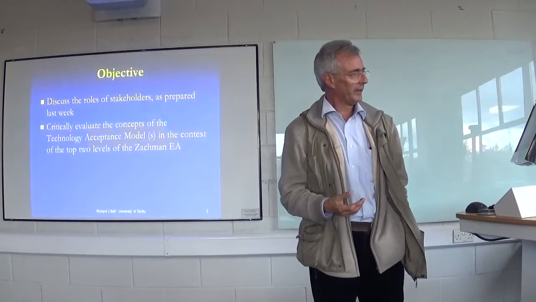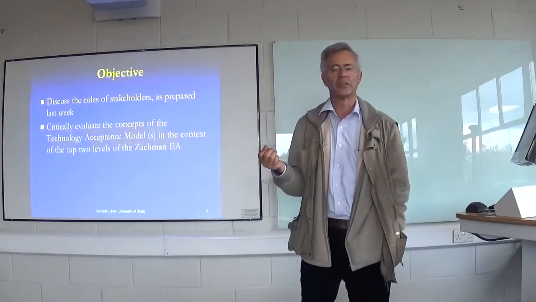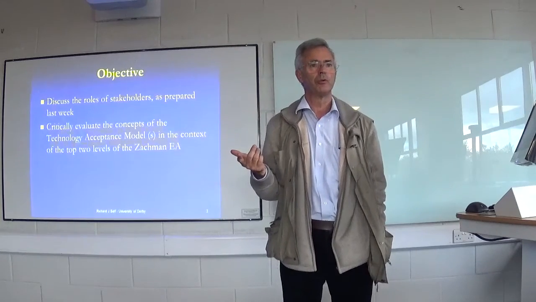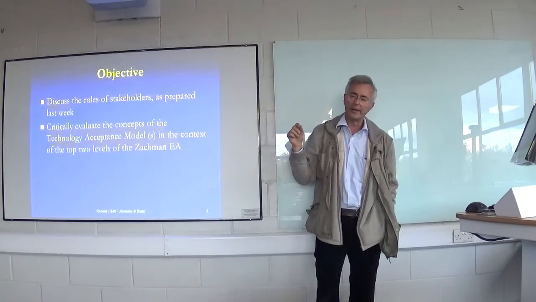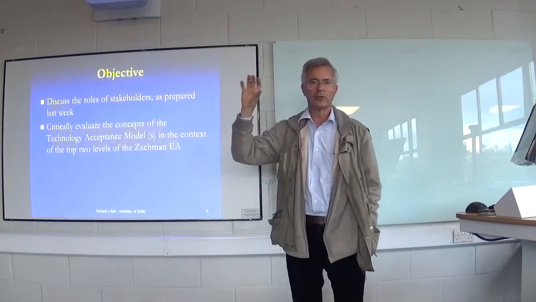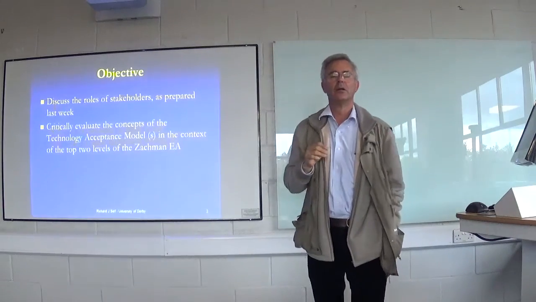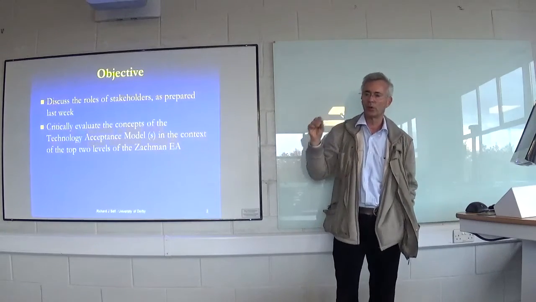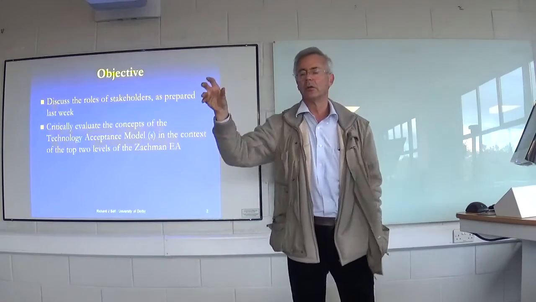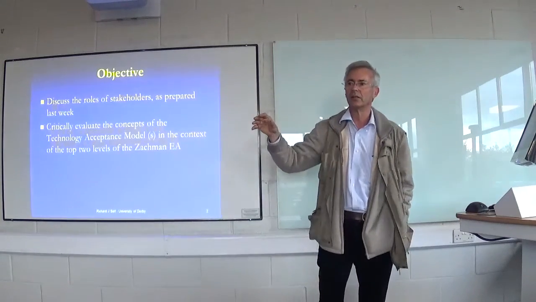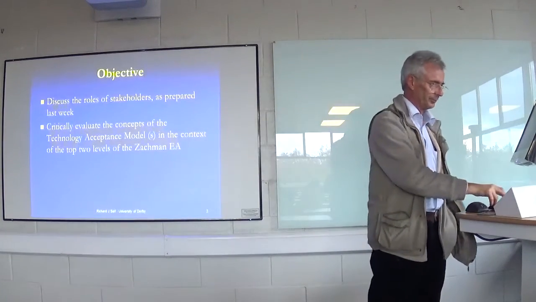What I want to cover today, particularly, if we go back to the Zachman Enterprise Architecture, which we looked at last week. In the context of the top two levels of the Zachman Enterprise Architecture, there are things happening there where we can apply the technology acceptance models to understand what we need to do to make it possible or even ideal for the users to actually use these systems.